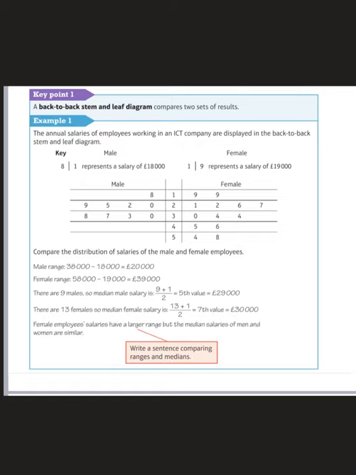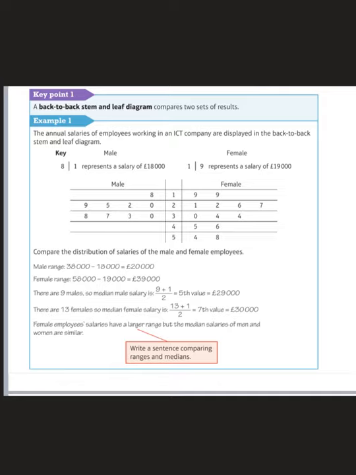This is a back-to-back stem and leaf diagram which compares 2 sets of results. The annual salaries of employees working in an ICT company are displayed in the back-to-back stem and leaf diagram. As you can see, the first thing in the question is the key. The key is very important, as it represents what the data is showing us.